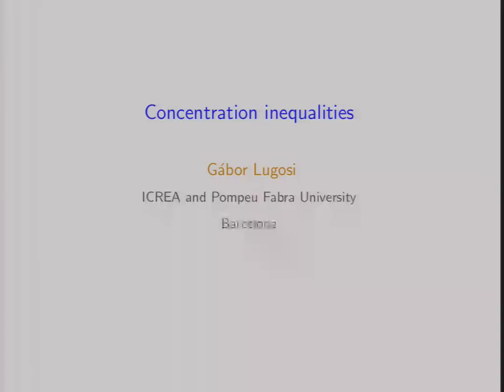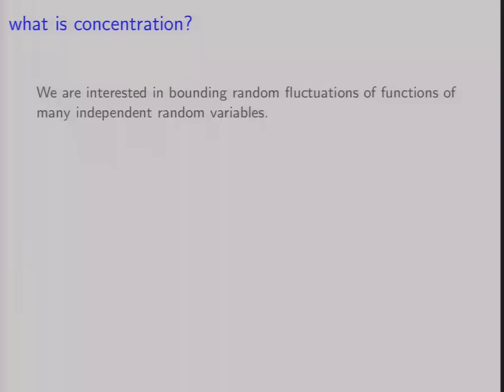So what do I mean by concentration? In one sentence, what we're interested in is, if we have something that depends on lots of random variables that are independent, then we would like to control the random fluctuations of this something. So we have a real valued function which depends on lots of independent random variables. We would like to know how close this function is to its expected value. This is what this whole subject of concentration inequalities is about.